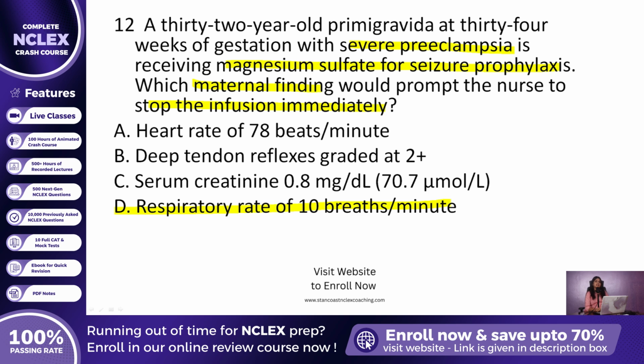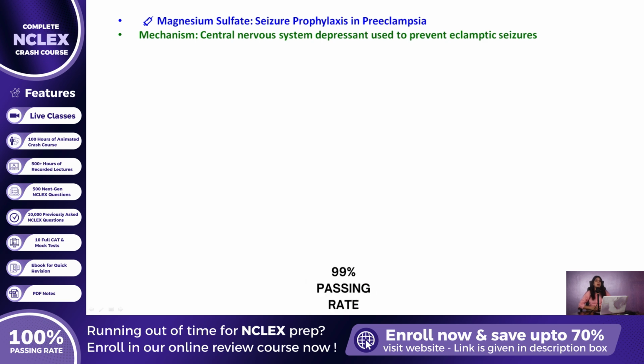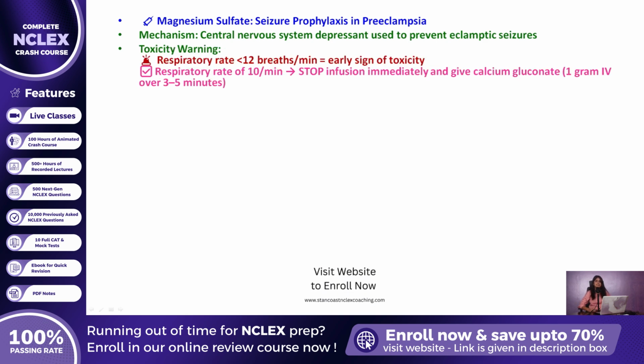Now, let us break down exactly why this finding demands urgent intervention. Magnesium sulfate acts as a central nervous system depressant to prevent eclamptic seizures, but in excessive amounts, it can suppress respiratory drive. A respiratory rate below 12 breaths per minute is one of the earliest signs of magnesium toxicity, and a rate of 10 breaths per minute indicates the onset of respiratory compromise. In this situation, the infusion must be stopped immediately, and calcium gluconate should be administered, typically 1 gram intravenously over 3 to 5 minutes, to reverse the effects and prevent respiratory arrest.